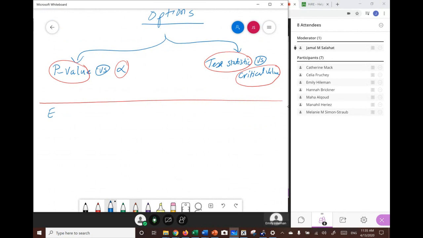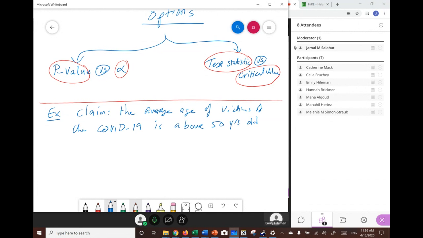So with this example, let's assume that somebody made a claim, and the claim is the average age, in this case mean and average are the same, the average age of victims of the COVID-19 is above, let's say, 50 years old. Somebody made this claim. Okay.